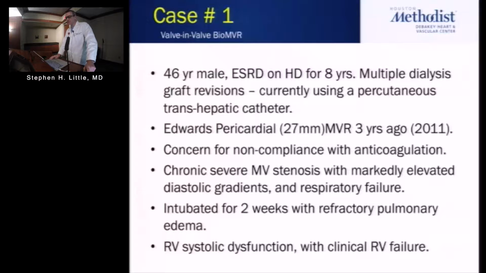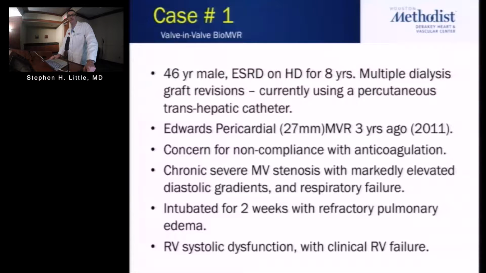So this is a case that did require some 3D. And I'm going to show you a few cases now, really just to sort of emphasize some of these principles. So young man, end-stage renal disease, on hemodialysis for multiple years, multiple previous graft revisions. He actually had a percutaneous transhepatic catheter, which I'm not sure I've ever come across.